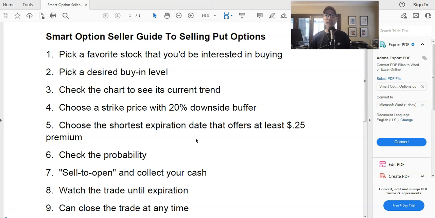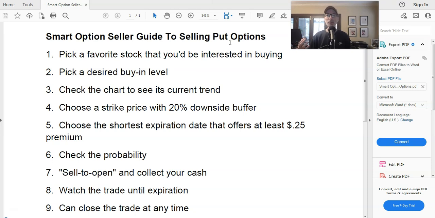Typically what I do on Saturdays is I look at the charts, but this year I'm getting back into the options strategy videos. A lot of people email me, telling me they want more option training videos instead of the usual Saturday chart videos. So I'm going to start doing some more of these option strategy sessions. And the first one, of course, is going to be our bread and butter: how to sell put options, how to make money selling put options, why we sell put options, and why we love selling put options so much. On your screen, you'll see the Smart Option Seller Guide to Selling Put Options.